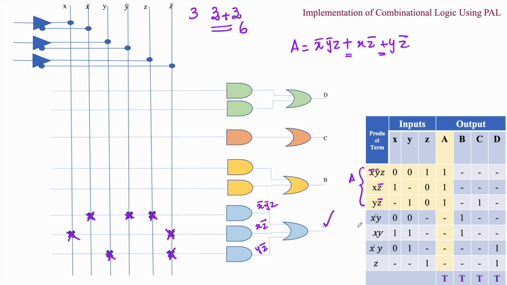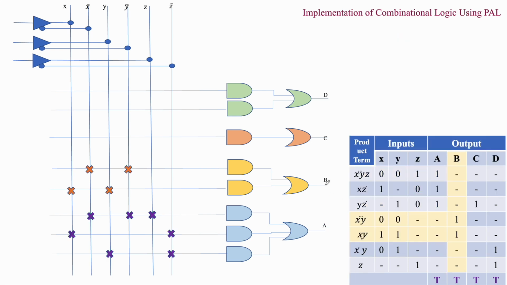And now we have to go for implementing B. When we work on B, what are all the terms we have? x bar, y bar and xy, because we know that B is equal to x bar, y bar plus x and y. So, we need two AND gates and then we have to OR these two product terms together. Therefore, we have an OR gate. This AND gate gives x bar and y bar. Another AND gate must give x and y. These two terms must be ORed together in order to obtain B.